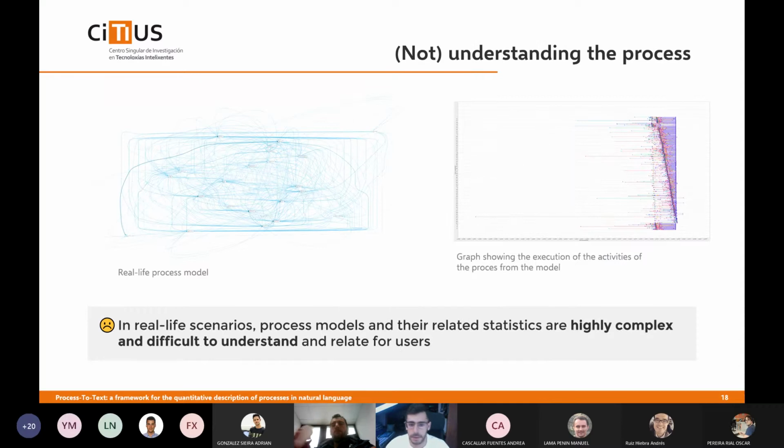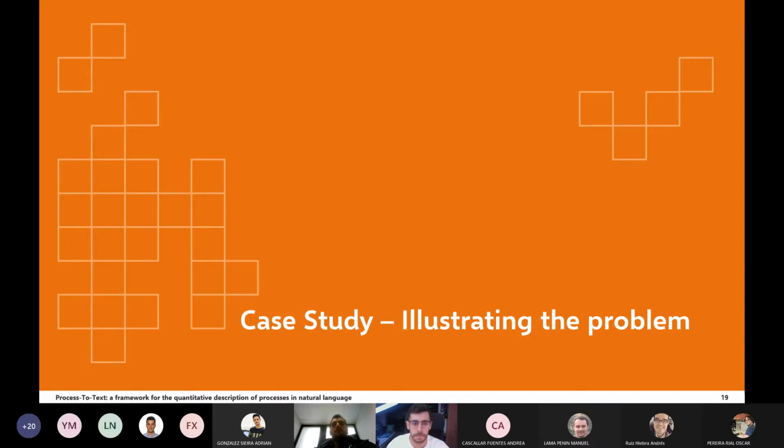But as we can see, in real-life scenarios, both process models and their related analytics are very complex, with a high number of relationships between activities. Also, the amount of information that can be added to enhance this model is very high. So it is quite difficult for users to understand this information, as deep knowledge of process modeling and analytics is required. So to illustrate the problem further, I'll propose a real-life case study in the health domain.